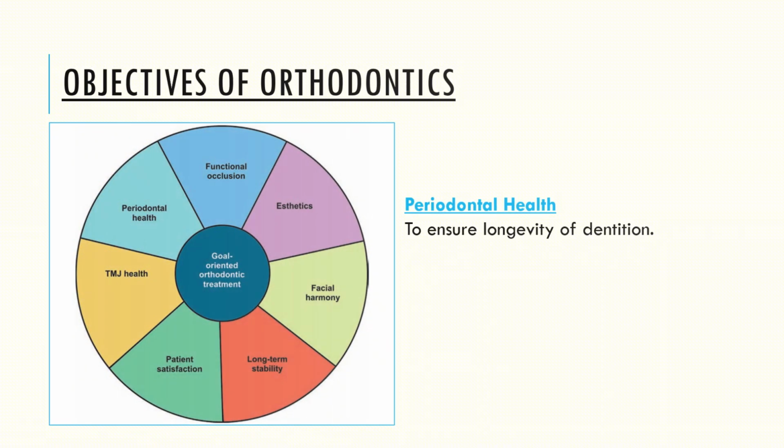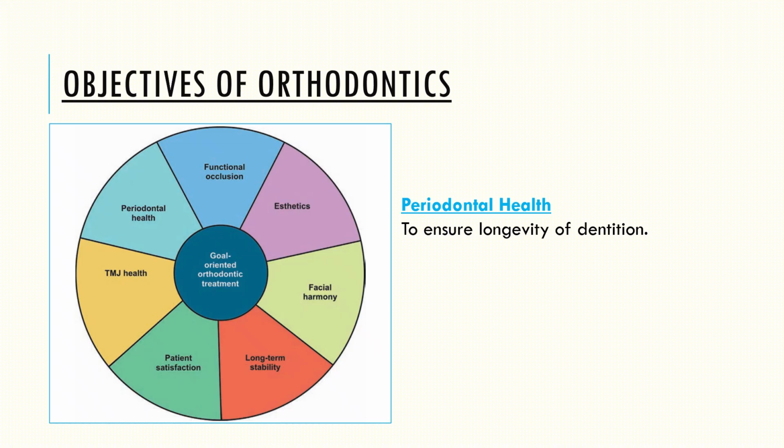Periodontal health. The best periodontal health achieved after orthodontic treatment is by positioning of the teeth adequately over the base of bone, adhering to Andrews six keys to normal occlusion. It ensures the longevity of the teeth.